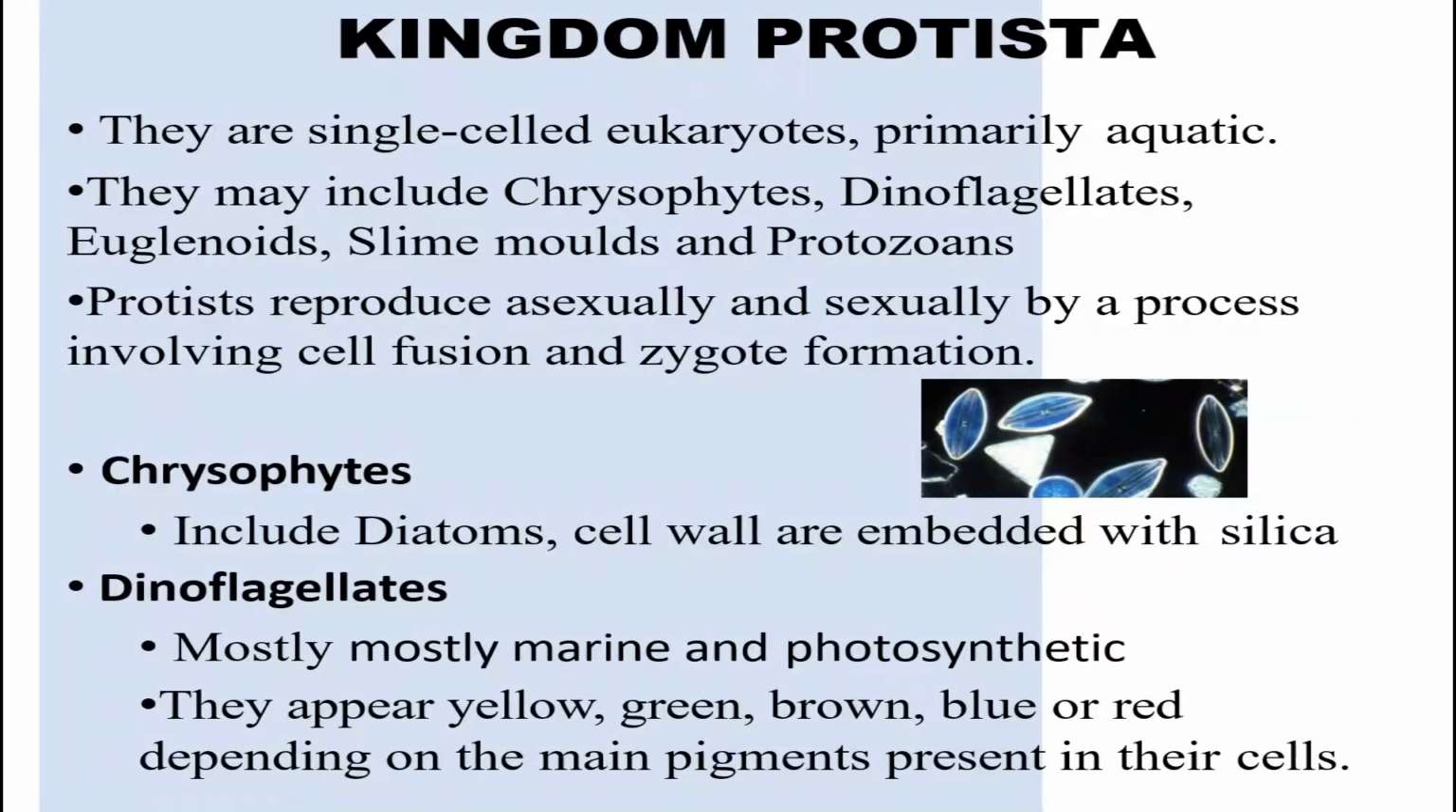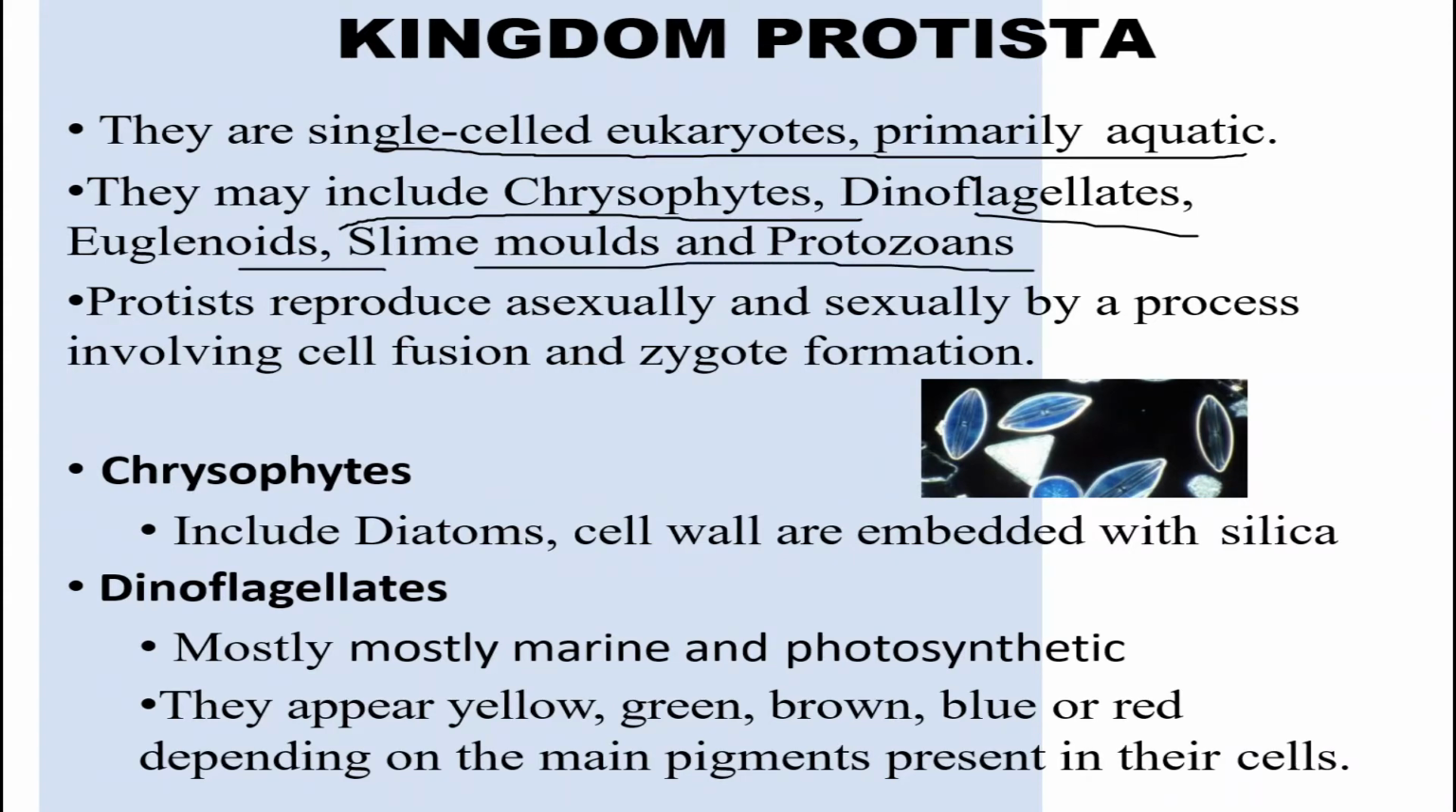So let's get the overview of what kingdom protista is and what organisms it contains. Protists are single-celled eukaryotes which are primarily aquatic in nature, and they may include chrysophytes, dinoflagellates, euglenoids, slime molds, and protozoans. Also, these protists reproduce asexually as well as sexually by a process involving cell fusion and zygote formation.